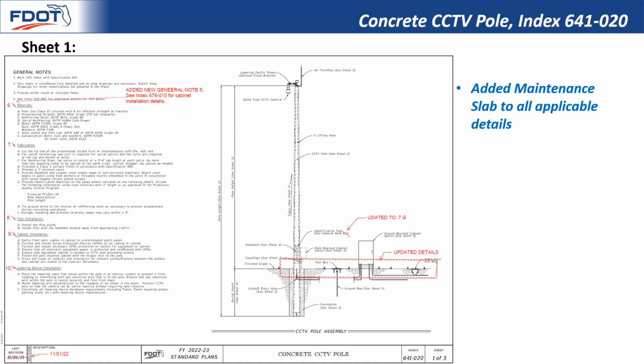Okay, so next I will go through 641-020, concrete CCTV poles. I am not going to cover index 649-020, steel CCTV poles, because the edits were very similar to 641-020 and 676-010. See here that the updates were made to add the maintenance slab details like I discussed with index 676-010.